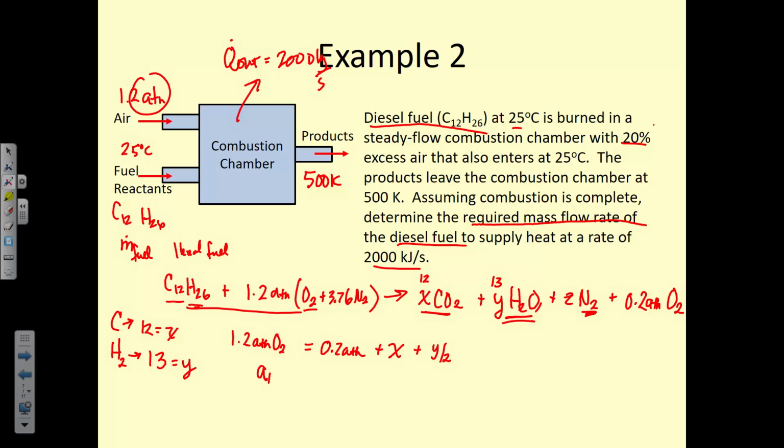So we can solve for A theoretical using our X and Y values, and we find that it's equal to 18.5. And then we can solve for our nitrogen. So on this side of the equation, we have 1.2 times 18.5 times 3.76 for nitrogen is equal to our Z value. So we find Z is equal to 83.47.